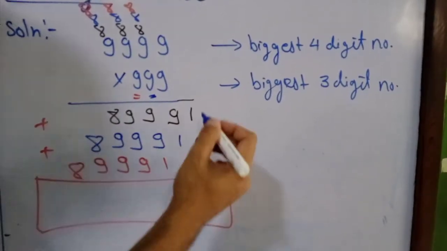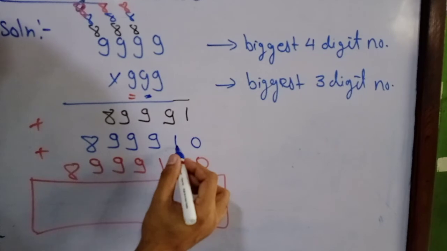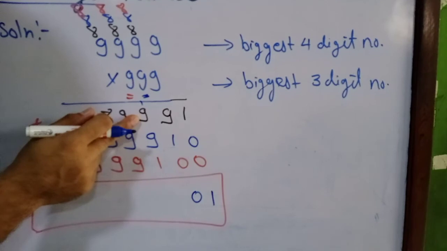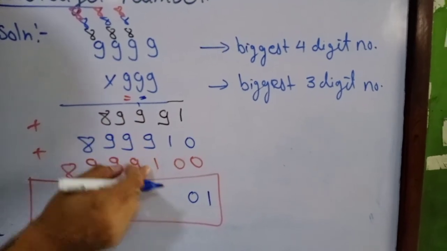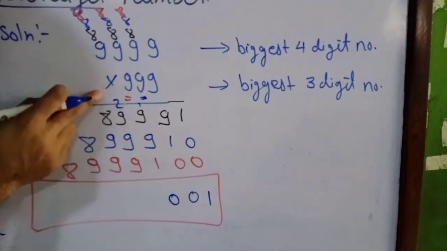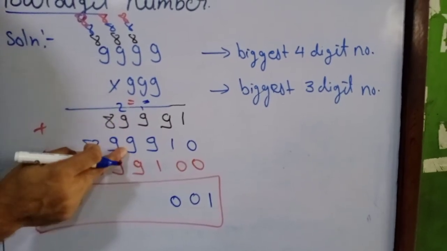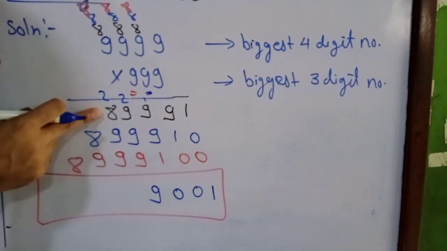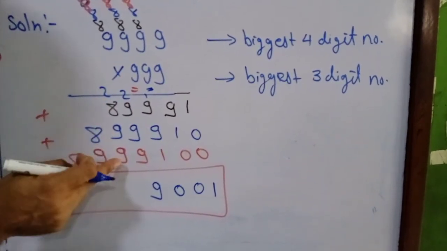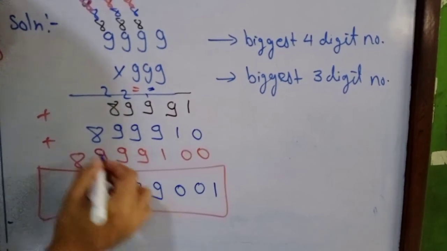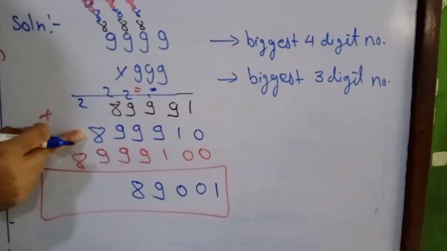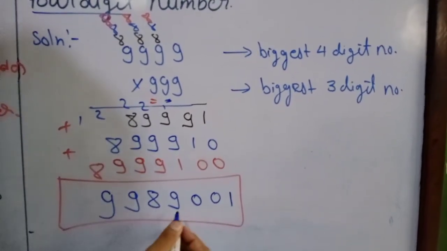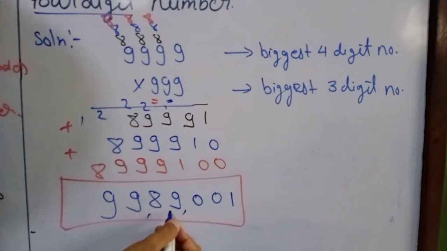Now we are going to do the addition of these 3. 1, 9 plus 1, 10 plus 0, 10, that is 0. 1 carry. 1 plus 9, 10 plus 9, 19 plus 1, 20, 0. 2 carry. 2 plus 9, 11 plus 9, 20 plus 9, 29. 2 carry. 2 plus 8, 10 plus 9, 19 plus 9, that is 28. 2 carry. 2 plus 8, 10 plus 9, 19. 1 carry. 1 plus 8, 9. So we can say 99 lakhs 89,001.